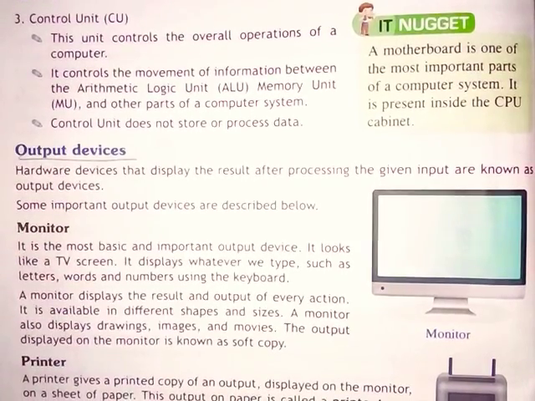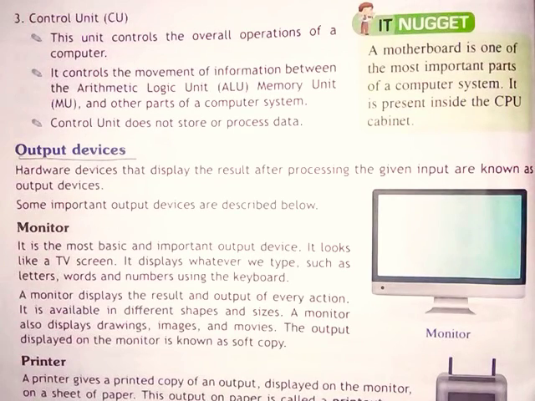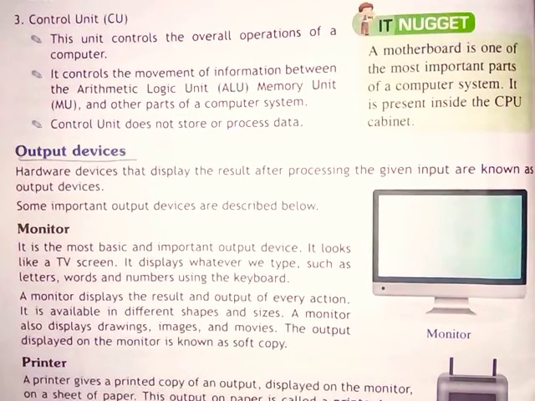This unit recalls any data or information stored in a computer memory. Third, control unit, CU. This unit controls the overall operations of a computer. It controls the movement of information between the arithmetic logic unit, ALU, memory unit, MU, and other parts of a computer system. Control unit does not store or process data. A motherboard is one of the most important parts of a computer system. It is present inside the CPU cabinet.